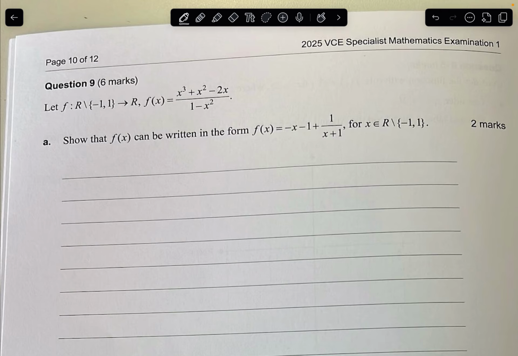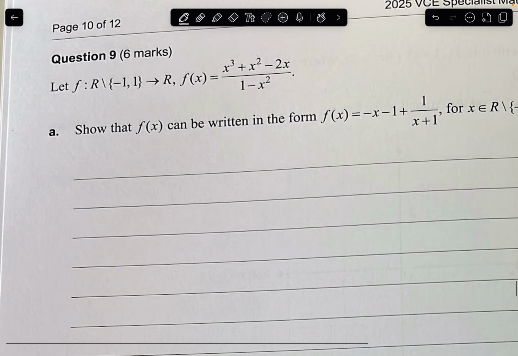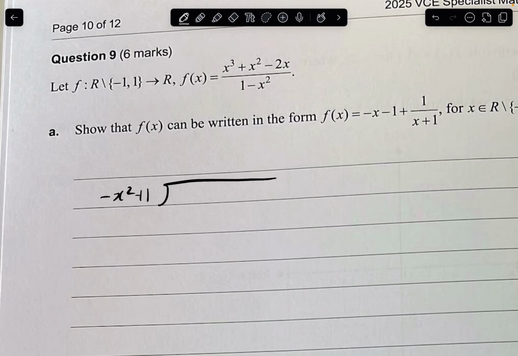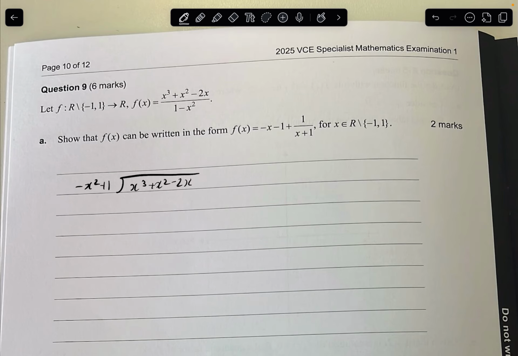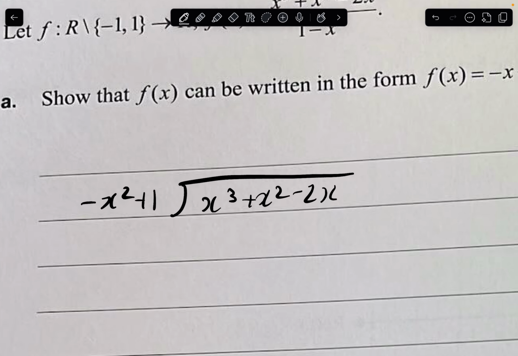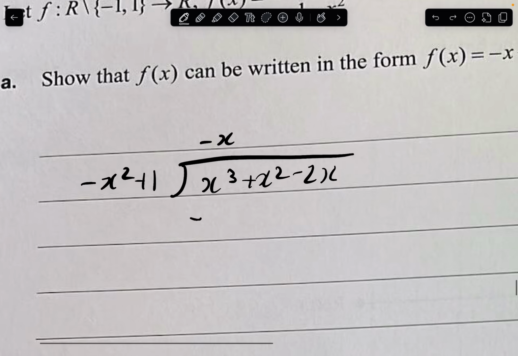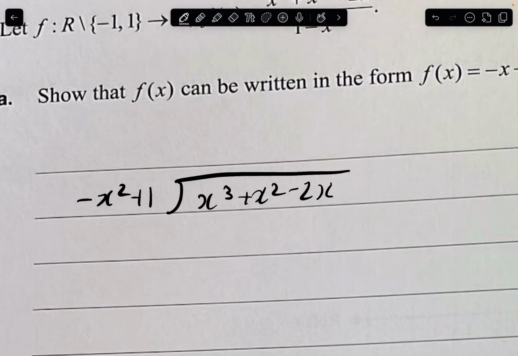Show that f of x can be written in that form. So again, long division. All right, this says negative x squared plus 1. That's like 3 long division questions in a row. So negative x squared, negative x. Yeah, x cubed divided by an x. So that's negative x.